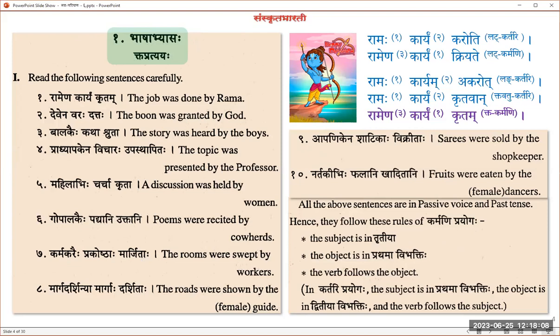The rooms were swept by workers. So now you see, earlier we saw Napumsaka, Pullinga, Strilinga, Eka Vachana. Then again Pullinga, Eka Vachana. Then we saw Strilinga, Eka Vachana. Then we saw Napumsaka Linga, Bahuvachana. Now we are saying Pullinga, Bahuvachana. Notice this pattern changes happening. Okay? Little bit they're pushing us towards Bahuvachana now.